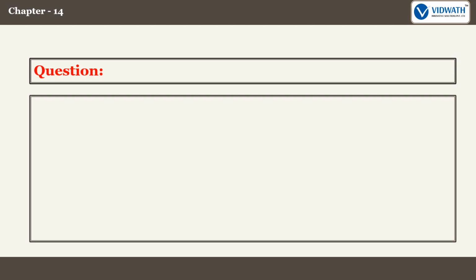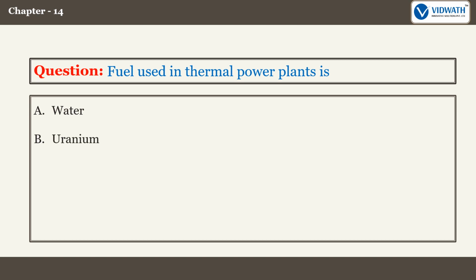Let us now check our understanding. Question: fuel used in thermal power plants is option A, water, option B, uranium, option C, biomass, option D, coal. The correct answer is option D, coal.